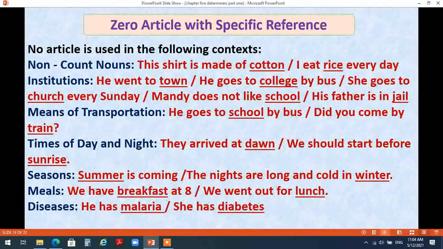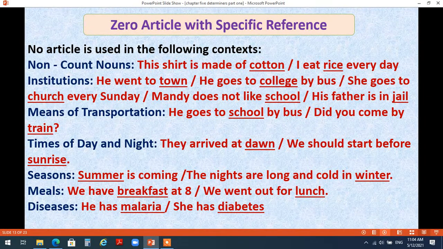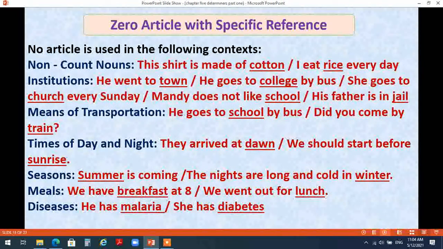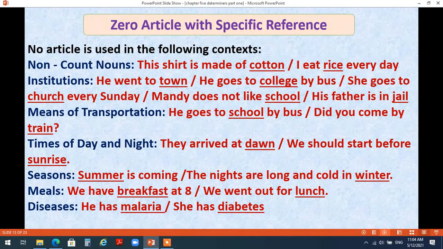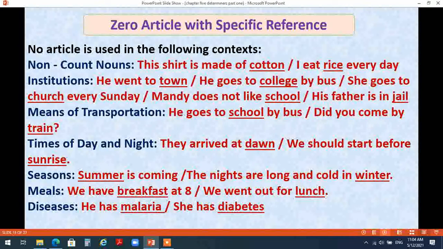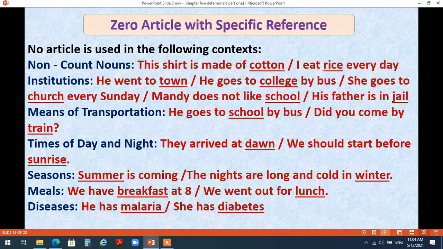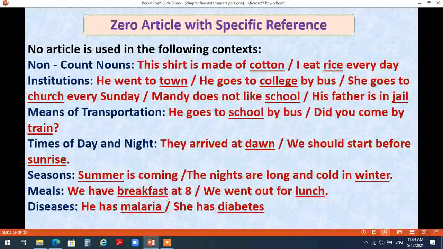If you have names of institutions, which refer to public places or public buildings. He went to town. He goes to college by bus. She goes to church every Sunday. Mandy doesn't like school. His father is in jail. So when the reference is to a specific place or building, and we are not describing that building or place itself, but rather describing the activity that takes place in that place.